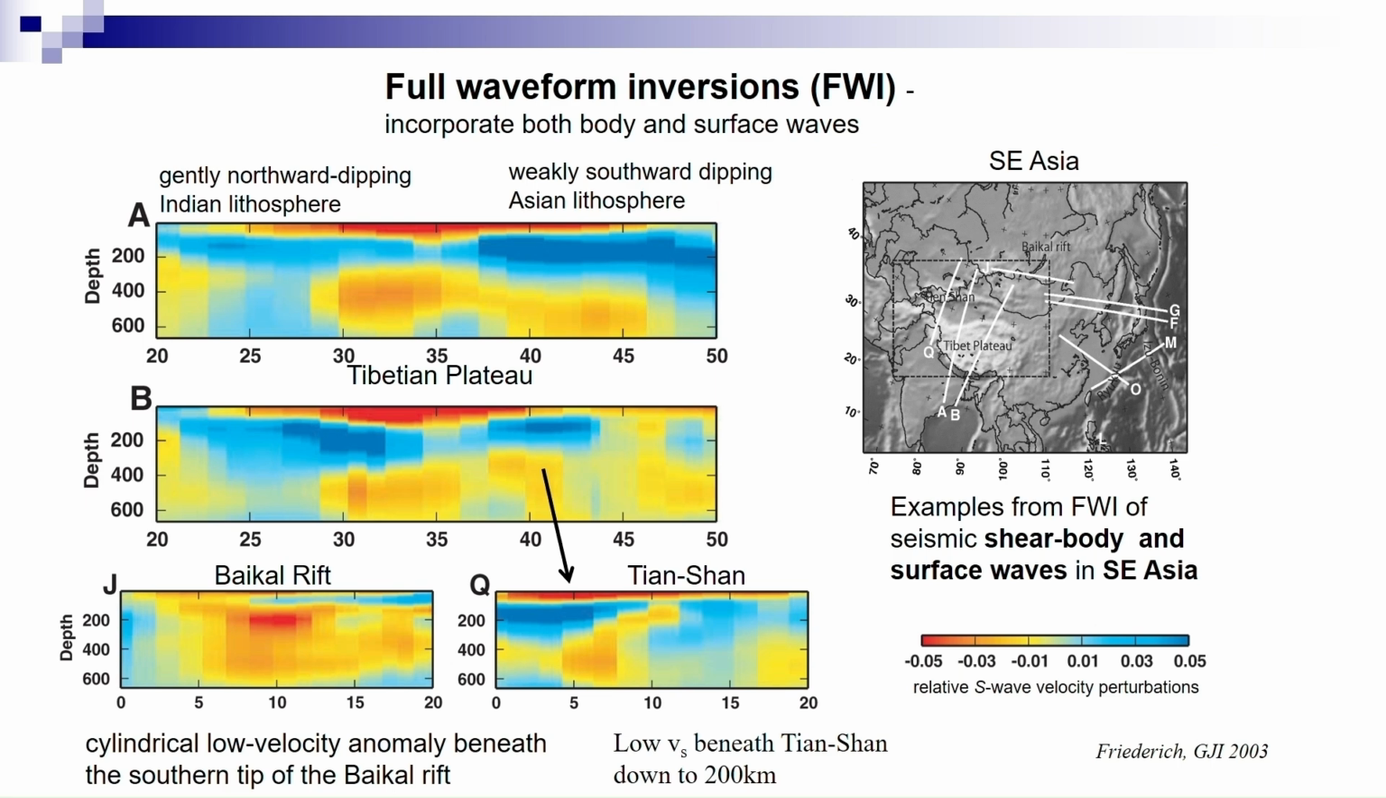Expansion of computer facilities enables complex and time-consuming calculations of full waveform inversion, which incorporates both the body and surface waves. This slide shows cross-sections through the models in Eastern Asia. The thick lithosphere and deep LAB appear as the blue high shear velocity perturbations in Tibet, whereas thin lithosphere and a cylindrical low velocity anomaly is modeled beneath the southern tip of the Baikal Rift.